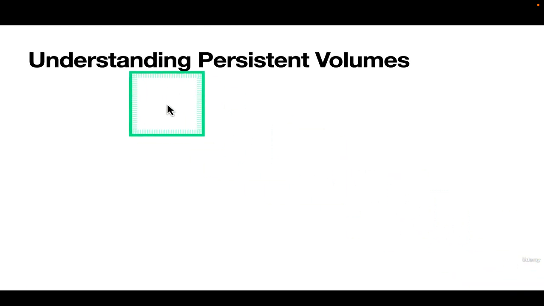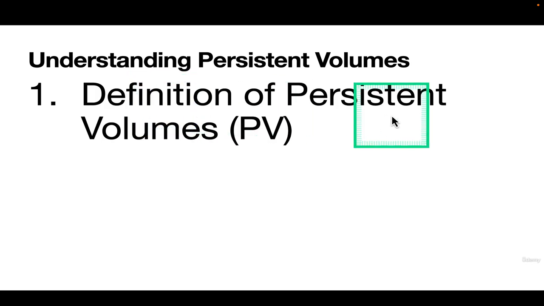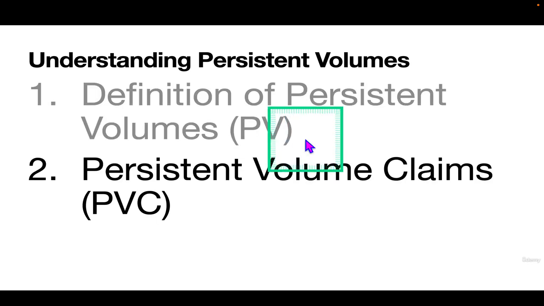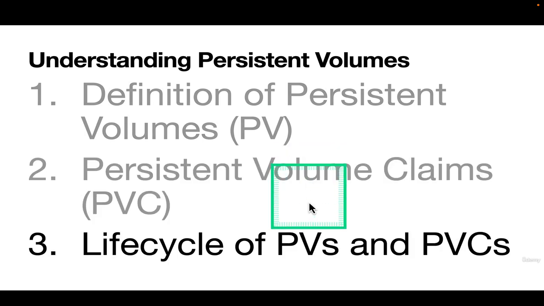Understanding persistent volumes. Definition of persistent volume, also known as PVs. PVs are durable storage resources independent of the pod lifecycle that can be consumed by Kubernetes applications. Persistent volume claims, also known as PVCs, are requests for persistent volume resources specifying storage requirements, access modes, and other details. Lifecycle of PVs and PVCs.